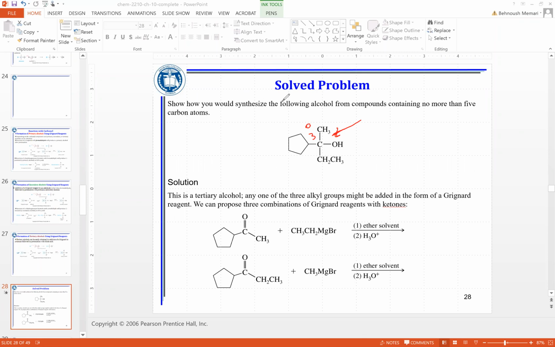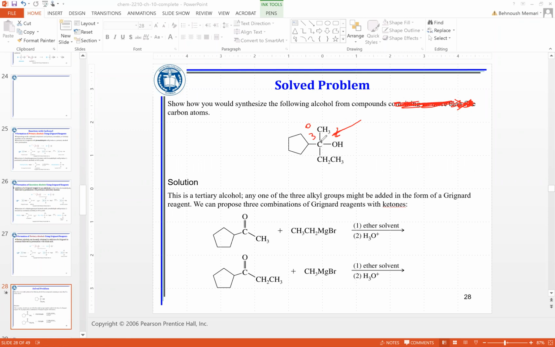So we see if there are other restrictions. Synthesize the following alcohol from compounds containing no more than 5 carbon atoms. If you want to start, no more than 5 is not going to work because this is a 7 carbon alcohol that we already have. So we have to ignore this part.